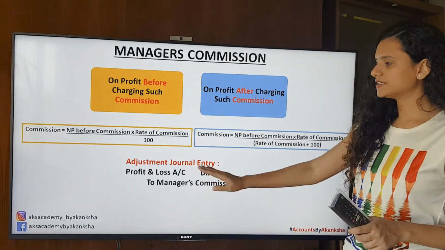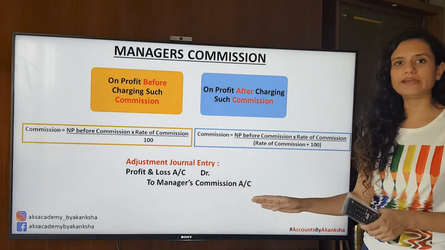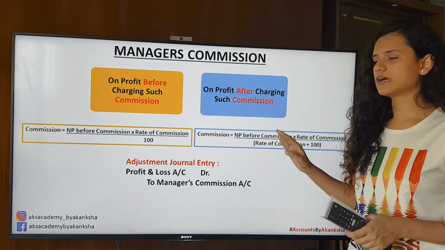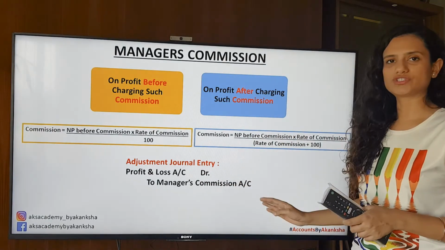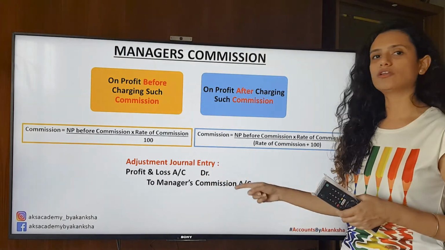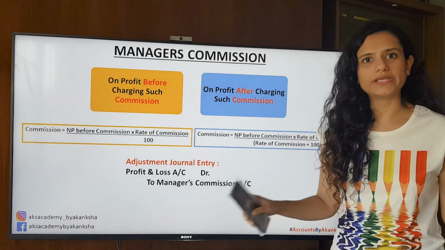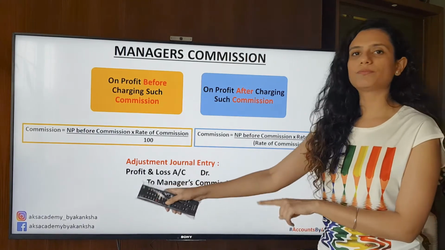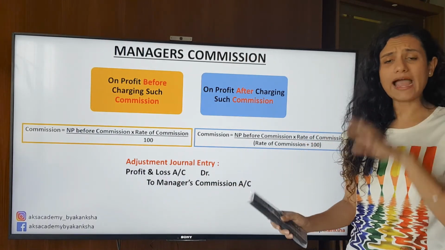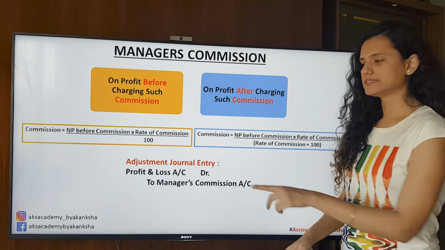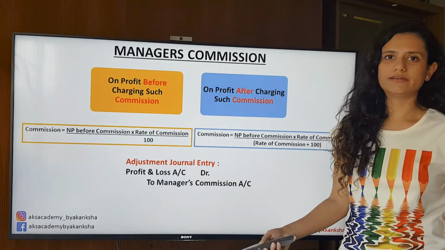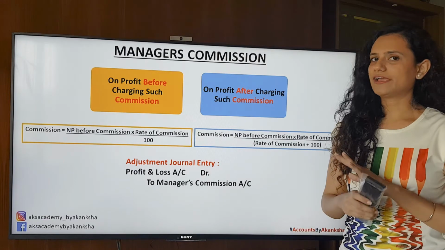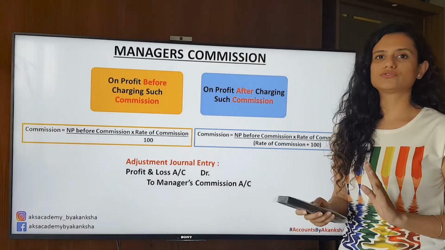What is the adjustment entry for it or the journal entry for it? Profit and loss account debit to manager's commission account. Again, why profit and loss account? Because this is not an appropriation. This is not related to partners. Hence, it will go to the profit and loss account. And because it is an expense, it is going to be credited. Understood? I really hope you understood.